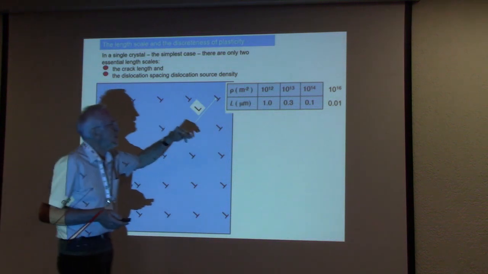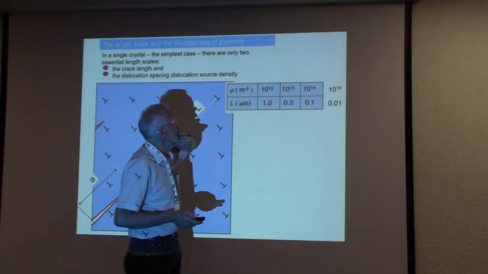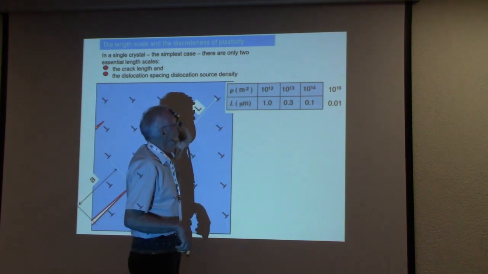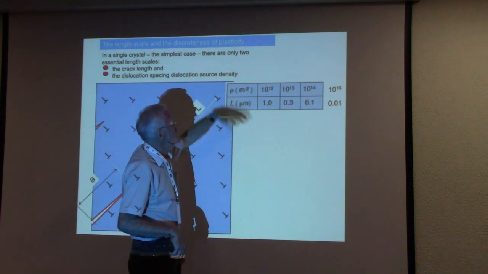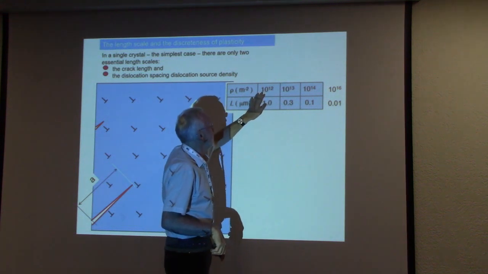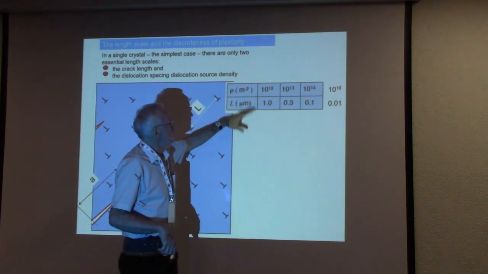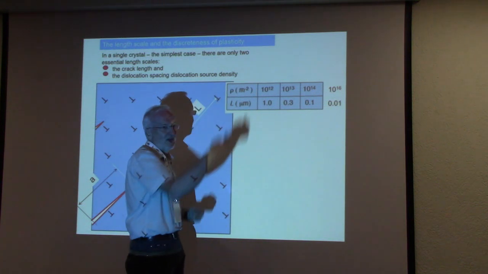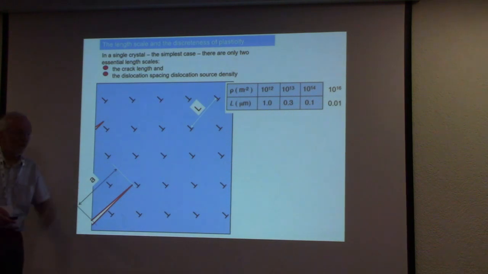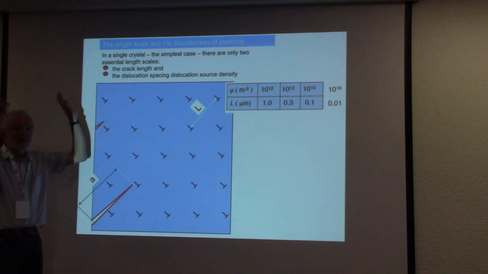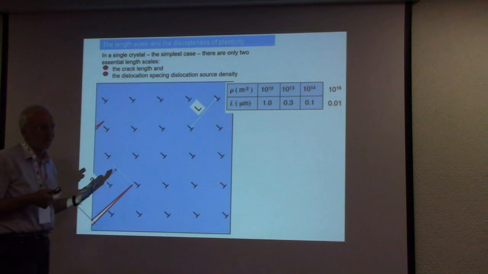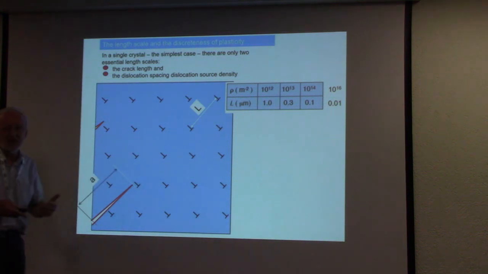For example, in semiconductors, the dislocation density is even significantly lower, maybe 10 to the 8. So the distance between defects is really very large. If you have a crack with a length of 1 micron, the crack will not see any dislocation. It is so far away that the loading will not be affected by the dislocations.